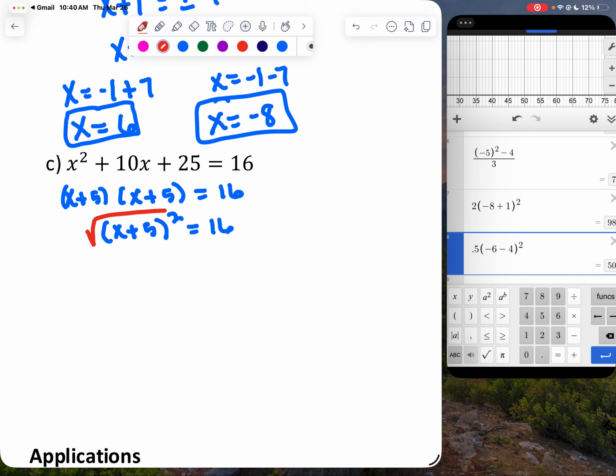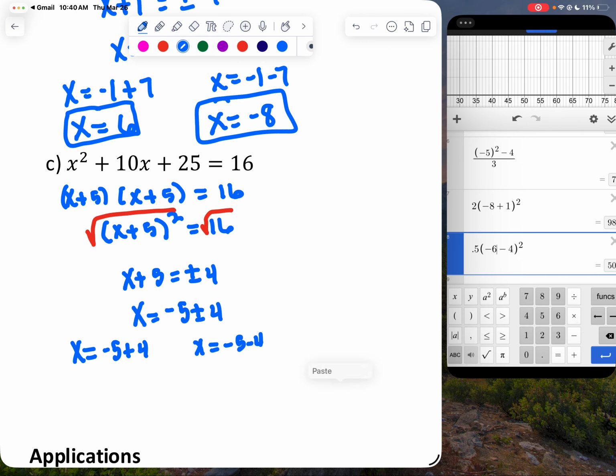So I'll take the square root of this side and the square root of this side. So that gives me x plus 5 equals plus or minus 4. Move the positive 5 to the other side, so negative 5 plus or minus 4. So x equals negative 5 plus 4. X equals negative 5 minus 4. So this would be negative 1. This would be negative 9.